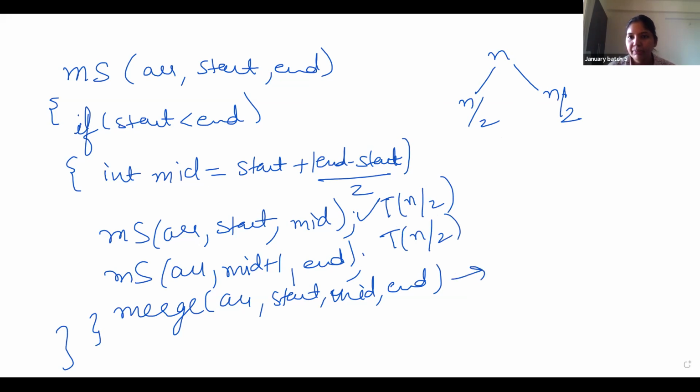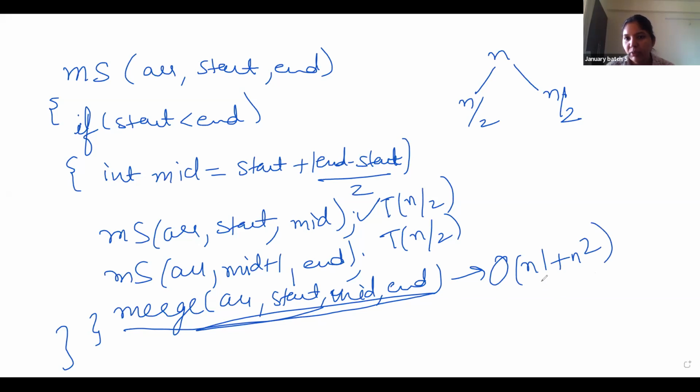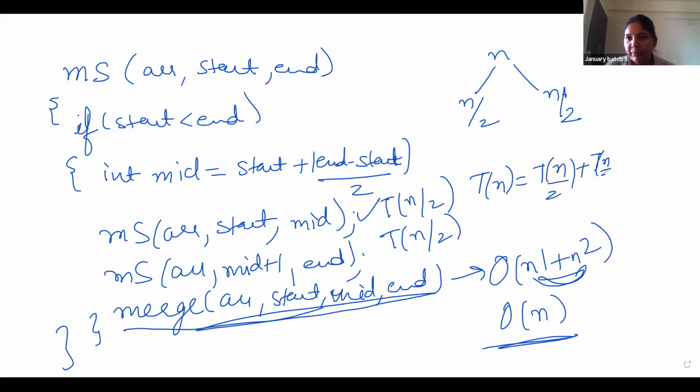And here we are merging. Now, how much time complexity is there for the merge algorithm? Tell me guys, what is the time complexity for merging the two arrays? It will be order of n1 plus n2, because there are two arrays. Now this n1 plus n2 will be n only, so we can write order of n. So the time complexity of merge sort will be T of n by 2, plus time complexity of the other n by 2, plus order of n.